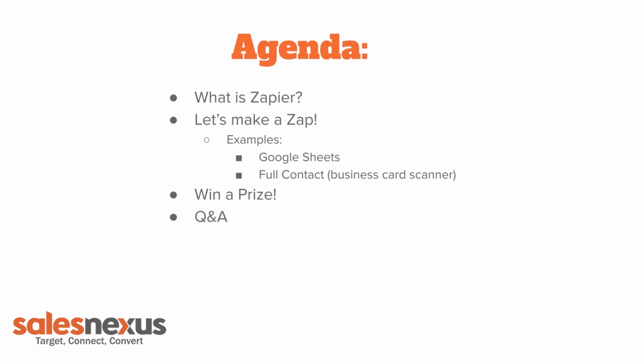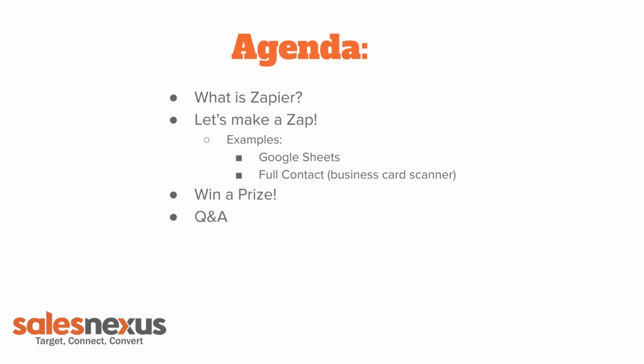The next thing we're going to do is make a Zap. And I've got two different examples I want to show you. One of them is just going to be something really kind of cool that you can do with Google Sheets. And then the other one's going to be FullContact, showing how to scan business cards into SalesNexus.